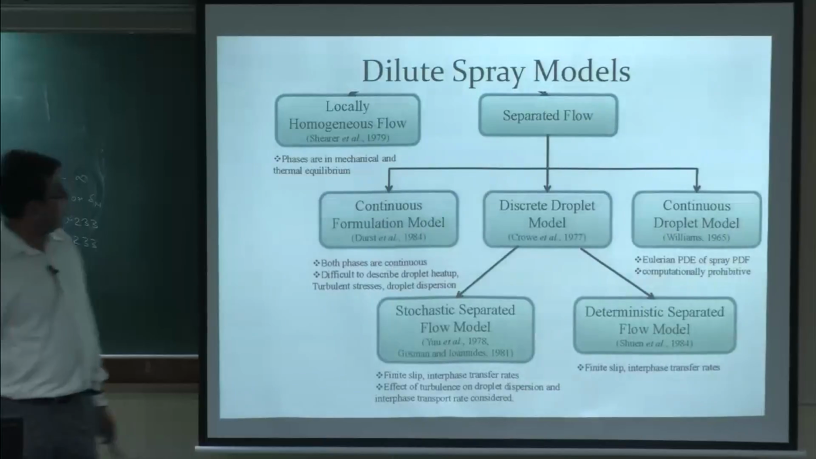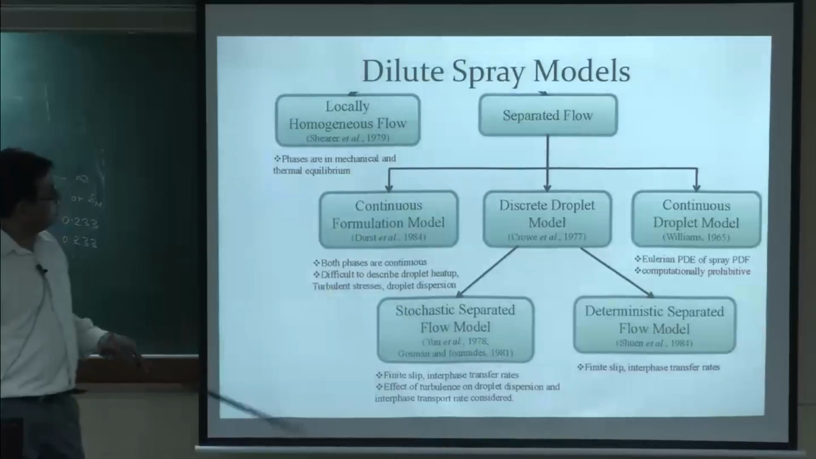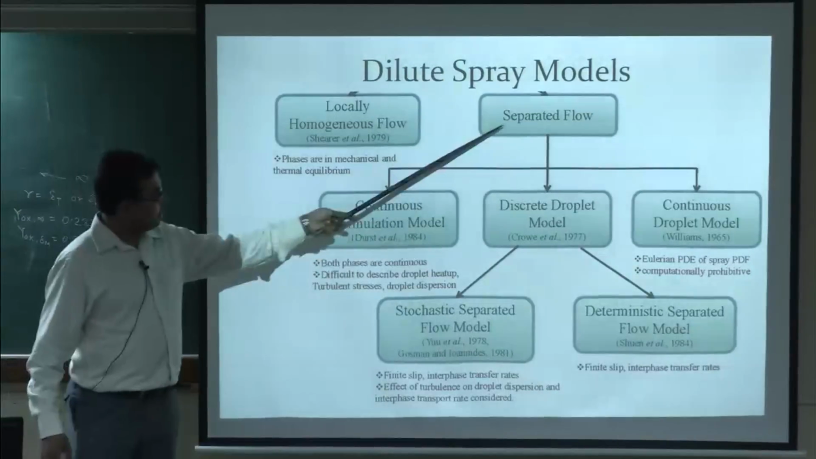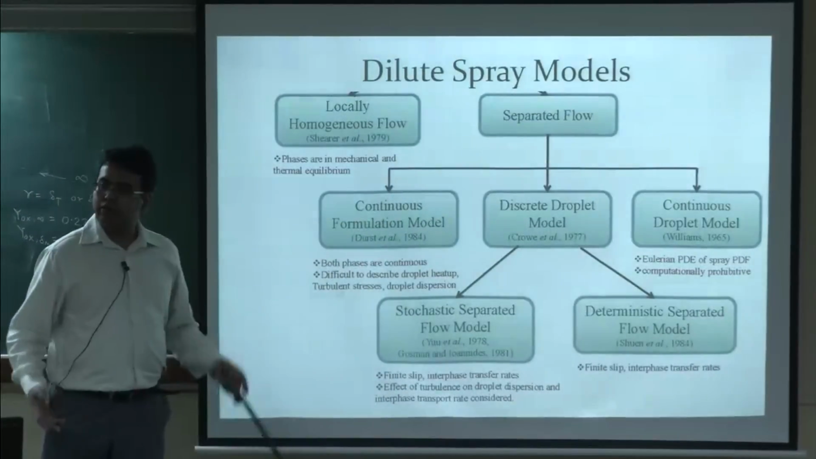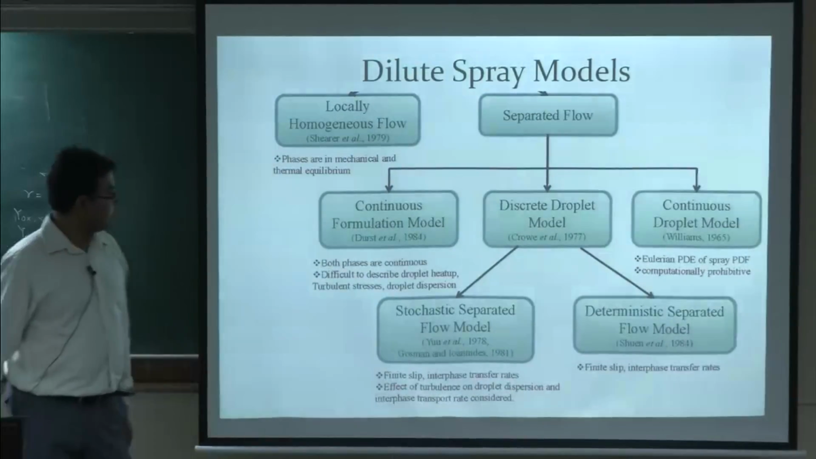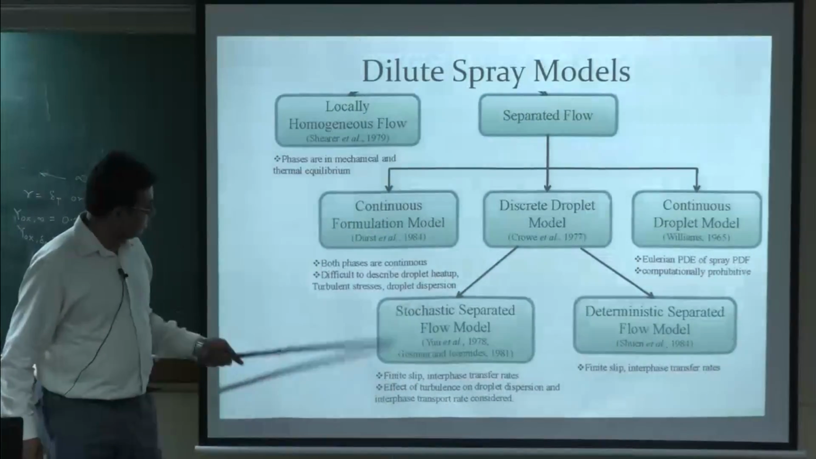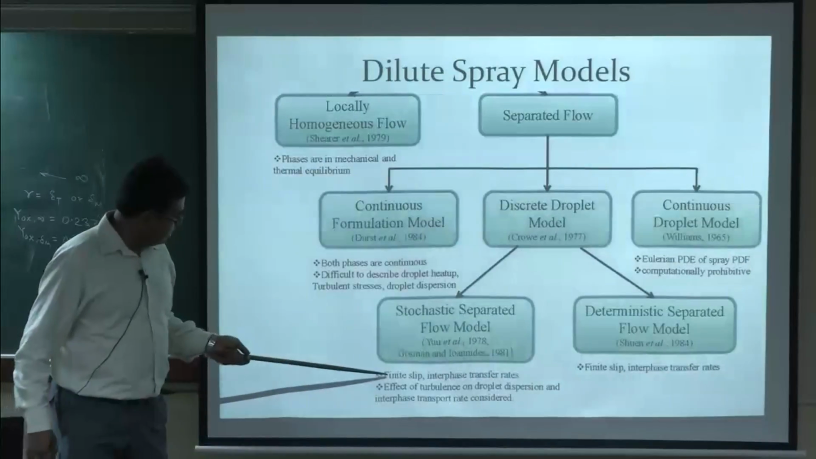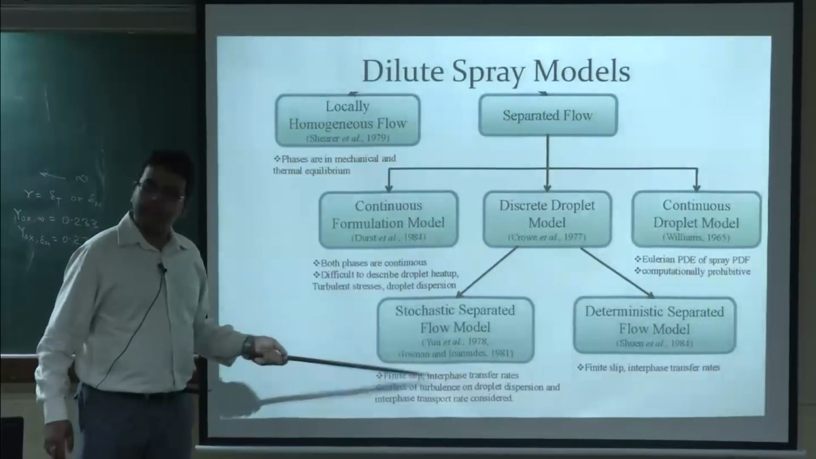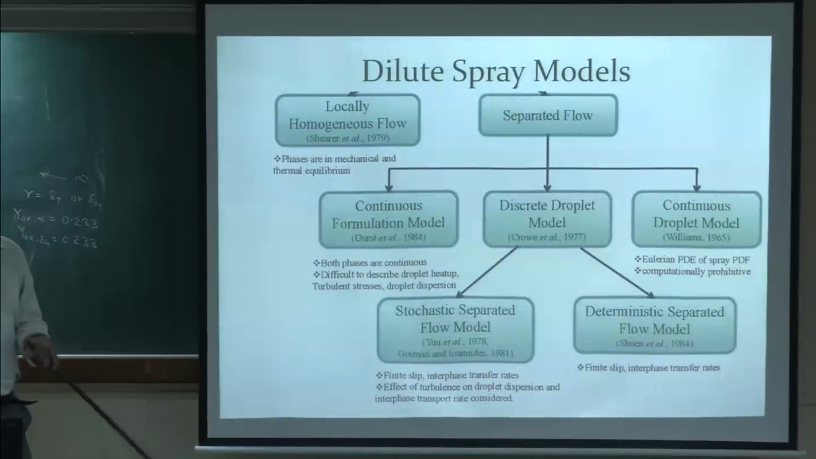Now we can have different models. For the dilute spray models, we can have locally homogeneous flow models, and then we can have separated flow models, and we can try to solve the transport equation of the DDF and try to get solutions like this. The most famous model is basically the stochastic separated flow model, which assumes that there is a finite slip between the two phases, the gas phase and the liquid phase, within your system, and there is a finite amount of slip between the gas and the liquid phase.